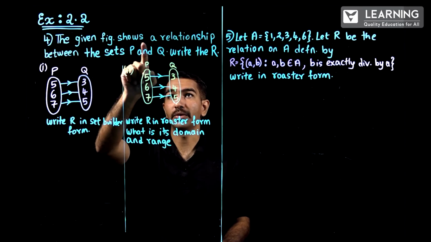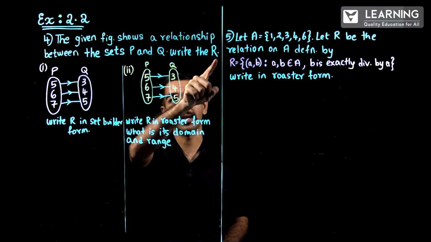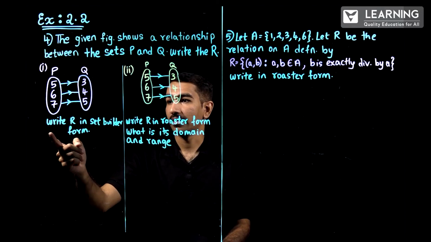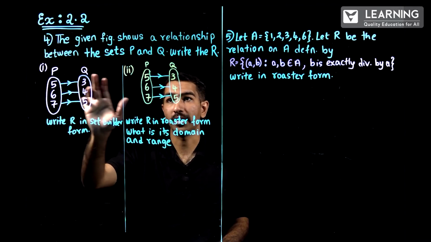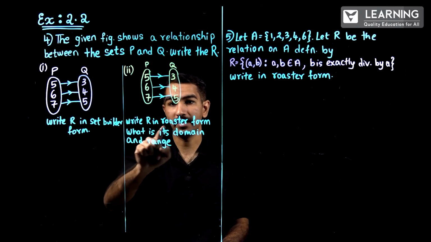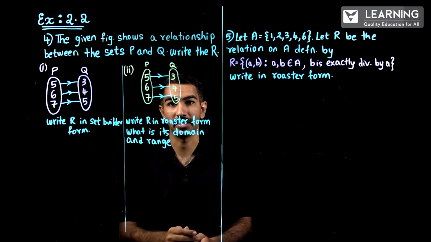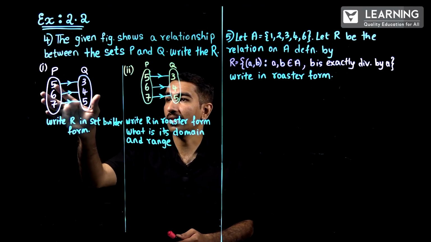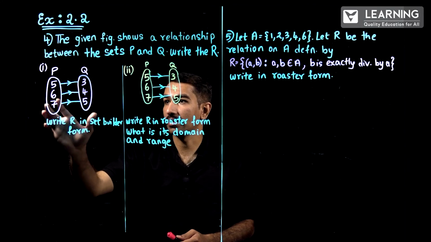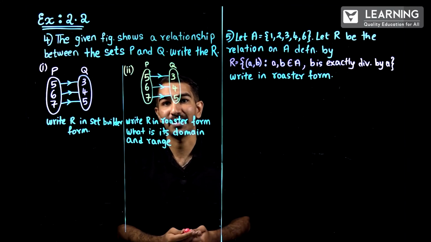The given figure shows a relationship between the sets P and Q. Write the relation R in the set builder form for the first sub-question. Write the relation R in a roster form. What is its domain and range for the second sub-question? So this is what we have to do here. And what is this diagram called? This diagram in sub-question 1 and 2 is called an arrow diagram.